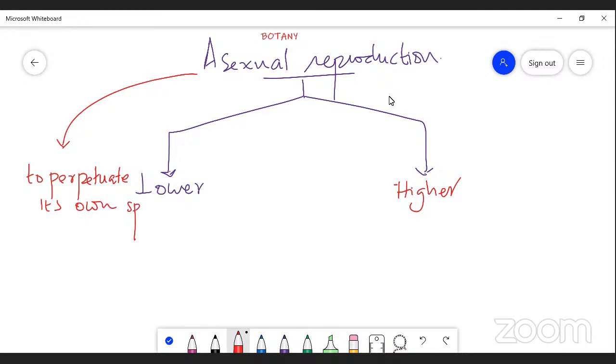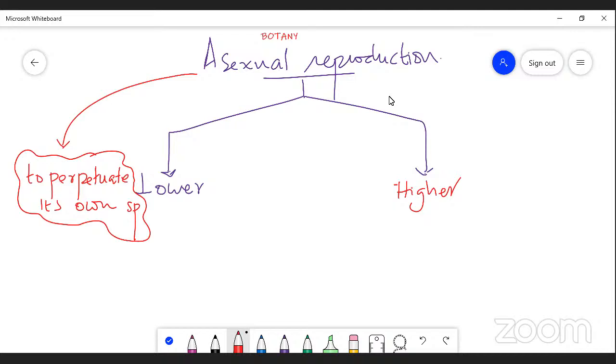I repeat once again, asexual reproduction is a method of reproduction that helps to perpetuate its own species without the involvement of male and female gametes. Generally, in asexual, A means absence of sex organs. Here, there is no involvement of male and female gametes or fusion, but a new organism is produced by the process called asexual reproduction.